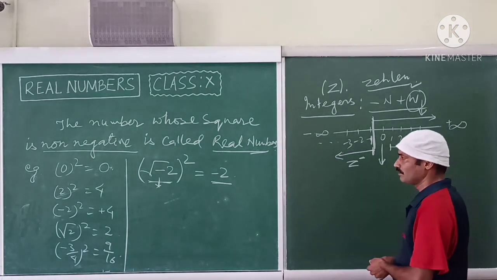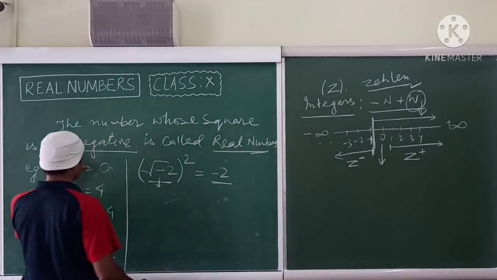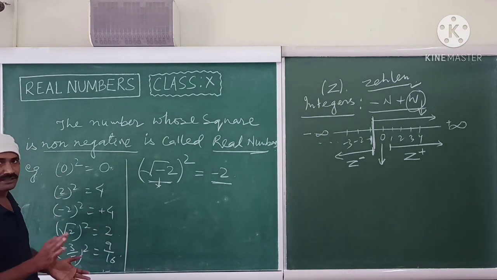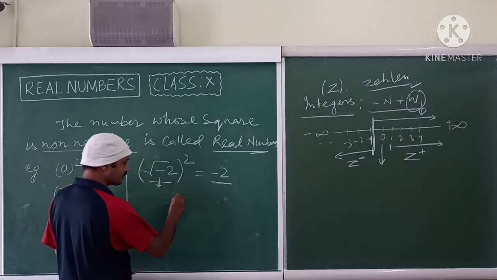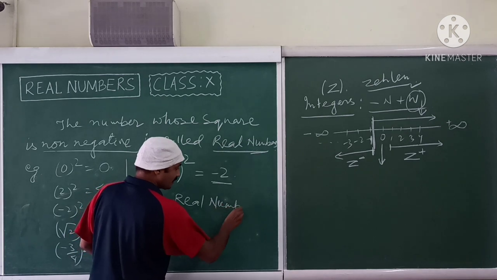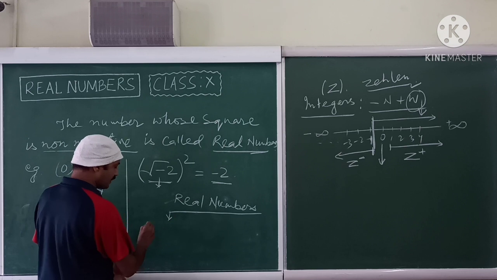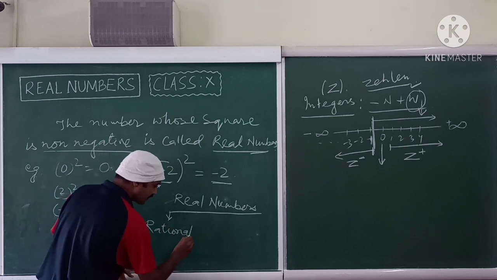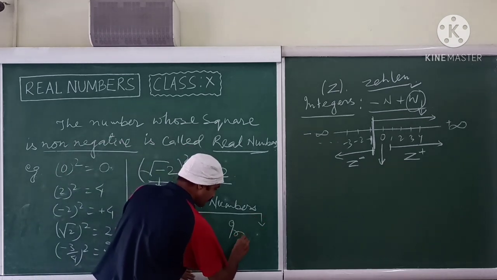Now come to our point: we have real numbers. The number whose square is non-negative is called a real number. Real numbers are classified as rationals and irrationals. Simply, you call them rationals and irrationals.